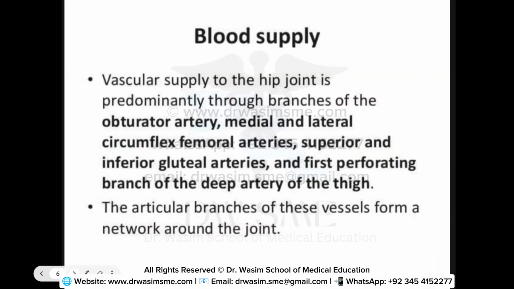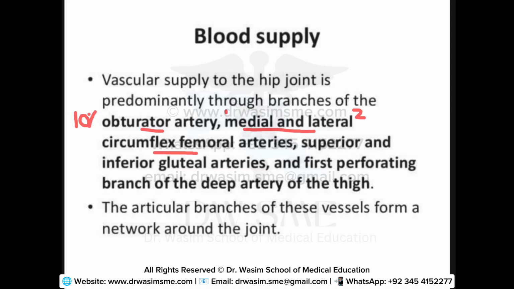Now, regarding the blood supply, the vascular supply of the hip is from the obturator artery, and more importantly, from the medial and the lateral circumflex femoral arteries. Apart from this, the superior and inferior gluteal arteries can also be contributing factors, but the primary blood supply which can be tested is from the medial as well as the lateral circumflex femoral arteries. However, in only 10% of individuals, the obturator artery is going to supply.